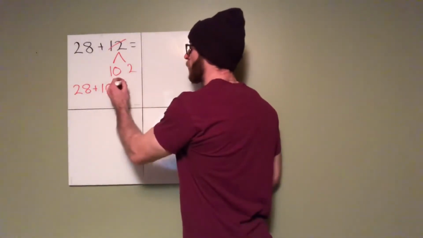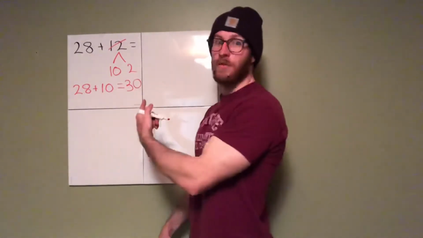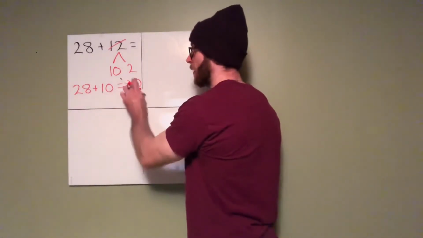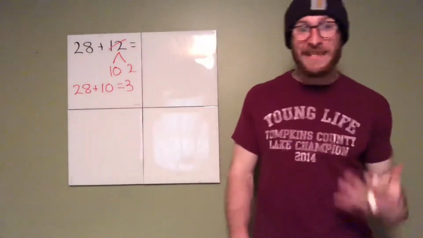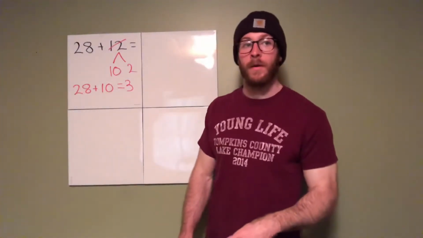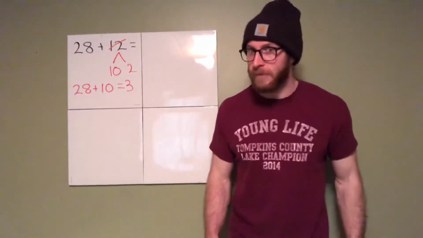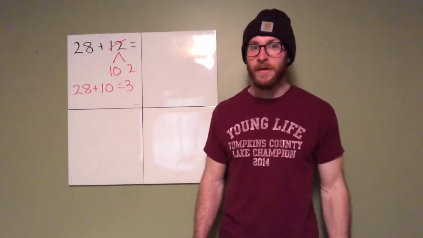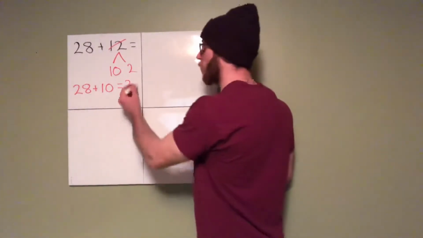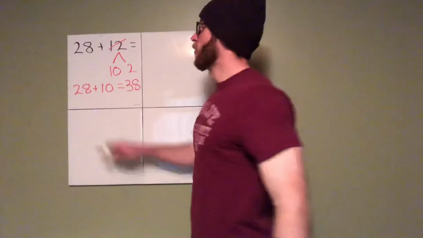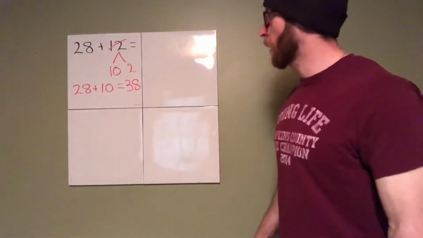So I have 3 in the 10s place, but I do have some 1s. I can't put a 0 here because I have some 1s that I need to add on. So don't write that 0. I have 8 1s plus 0 1s. What's 8 plus 0? If you have 8 crayons and I give you 0 crayons, how many crayons do you have? You have 8 crayons. So 8 plus 0 must equal 8. So I must have 8 1s. So 28 plus 10 equals 38. All right, we're getting somewhere.